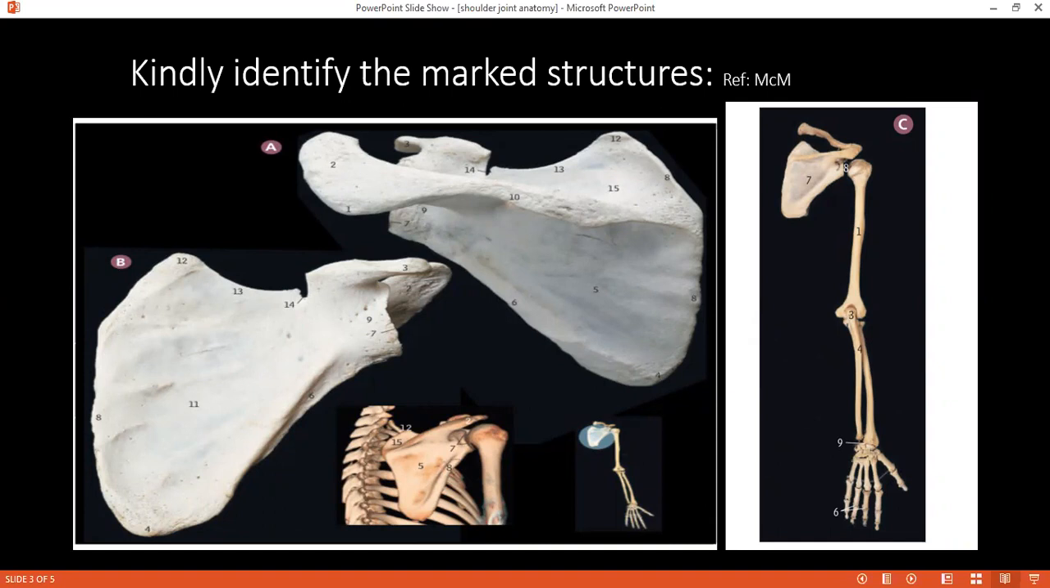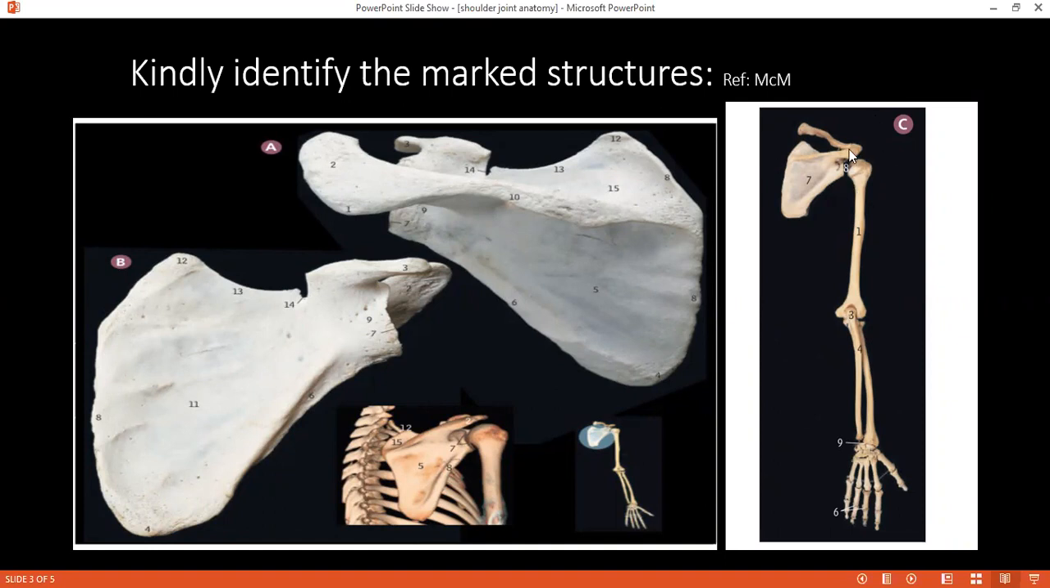Anything else? Yes, and there are ligaments. The coracoclavicular ligament, coracoacromial ligament, and coracohumeral ligament. Yes. 3 ligaments and 1 insertion and 2 origins of 2 muscles. Very good. Okay. Can you please tell me what are the muscles which strengthen the shoulder joint?